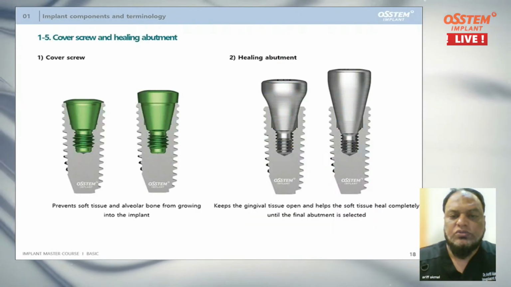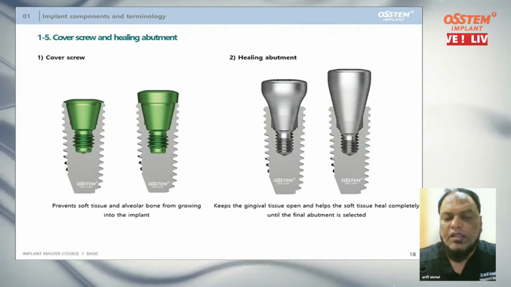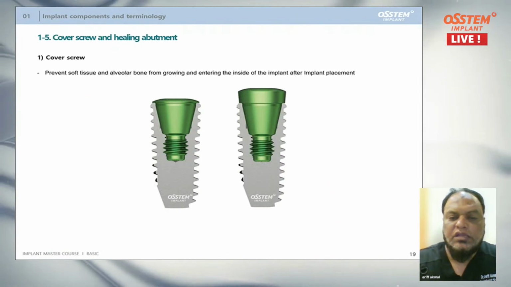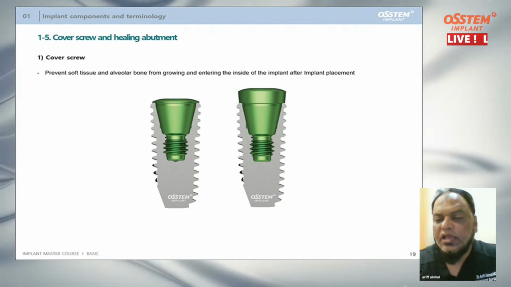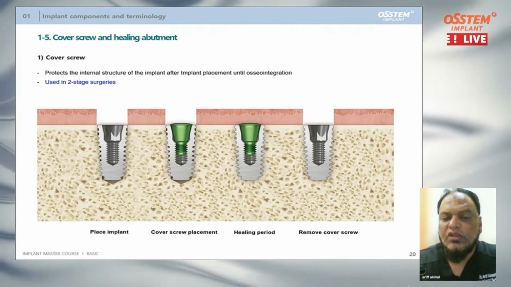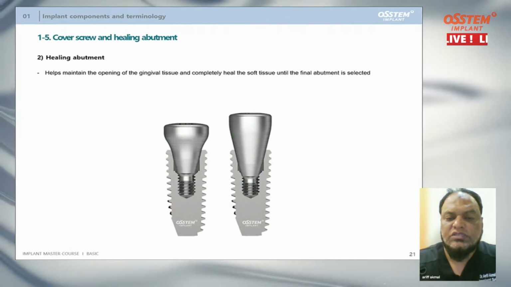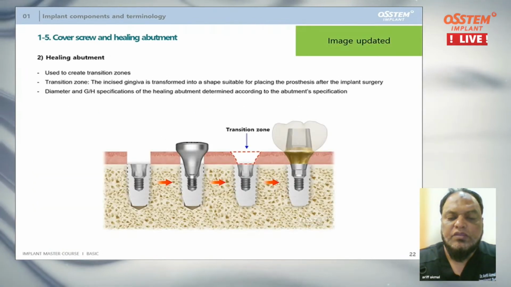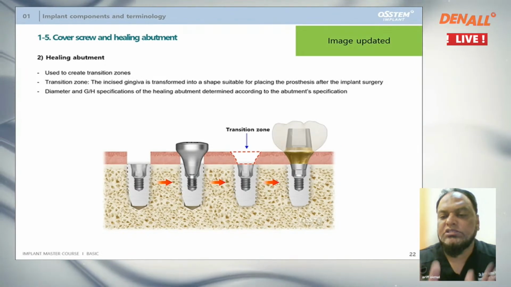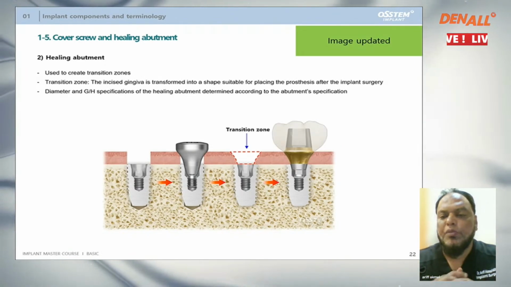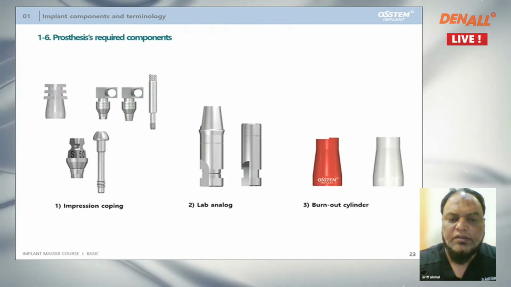So again, these are the cover screws, the healing abutments, and the various components, where in stage 2 you'll be placing the cover screw and then again opening in the stage 2 surgery. And then you have the stage 1. So these are some of the basics. The healing abutment comes in various gingival heights and various diameters, so depending upon which area you're placing, you can use it.